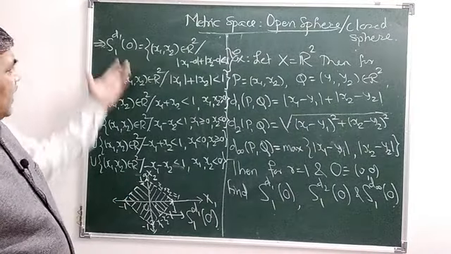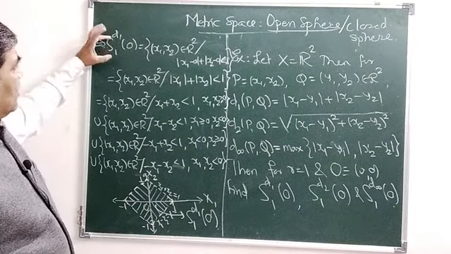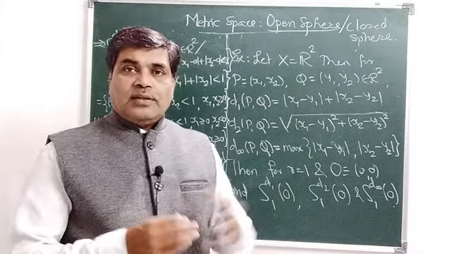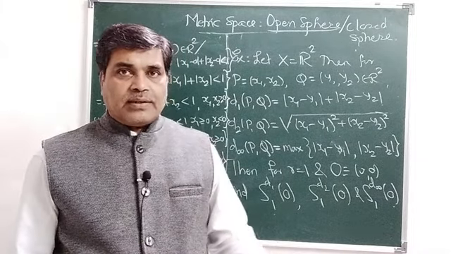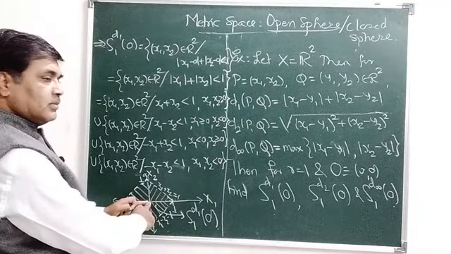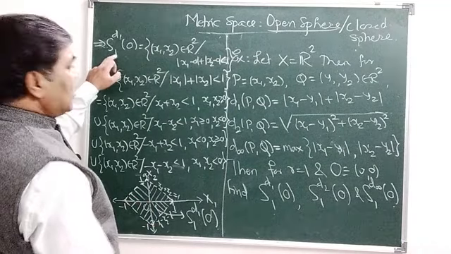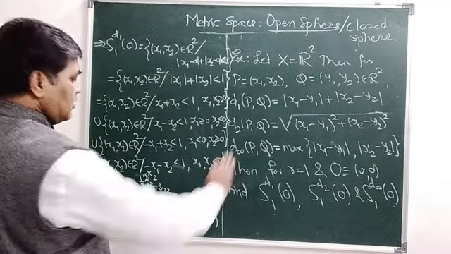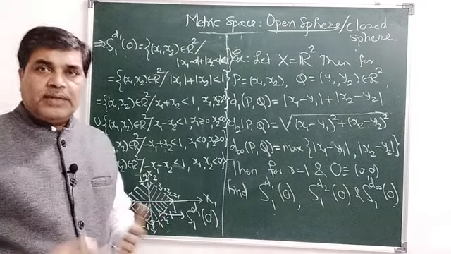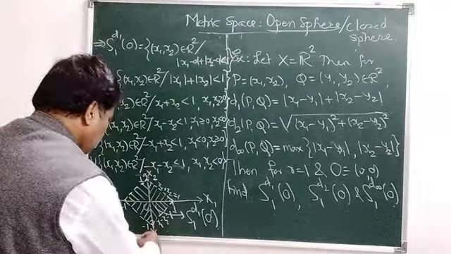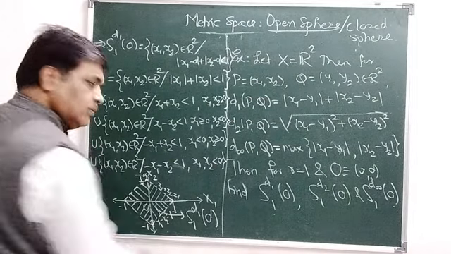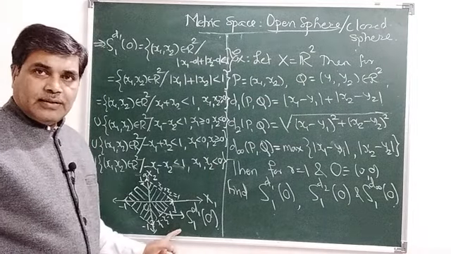So the shaded portion is nothing but S1 D1 at origin. Is it clear? Even though I have defined this open sphere with center origin and radius 1, you can take any center, any radius, it doesn't matter. If I take radius R greater than 1, then this region just gets enlarged. So S2 will become such a square, S3 that type of square, and so on.